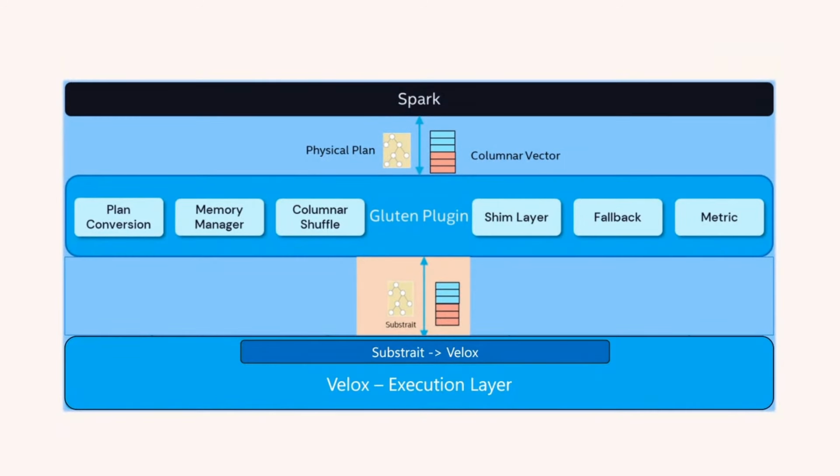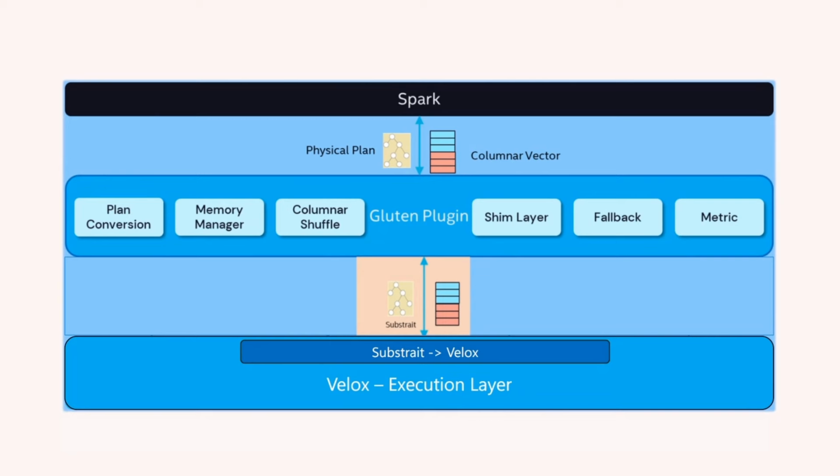Gluten additionally has something known as a shim layer. So this essentially adds support for multiple Spark versions within one component because with every major and minor version upgrades, there are slight differences in the APIs and Gluten is able to seamlessly handle it. At present in Fabric, we support Spark 3.4 and there's ongoing effort to support Spark 3.5 as well.